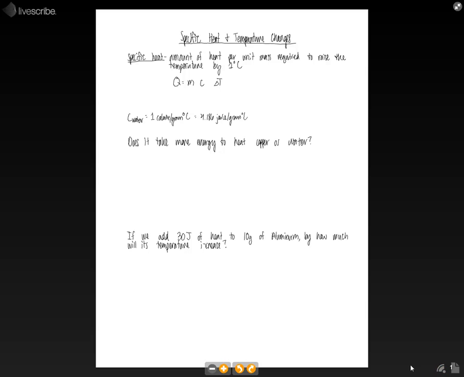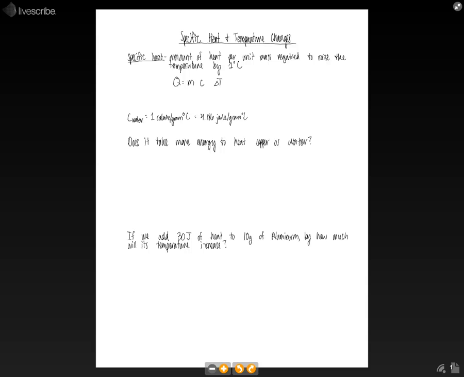In this lesson, we're going to talk about specific heat and how it works with temperature changes. And so the specific heat is defined as the amount of heat per unit mass required to raise the temperature of a substance by 1 degree Celsius.